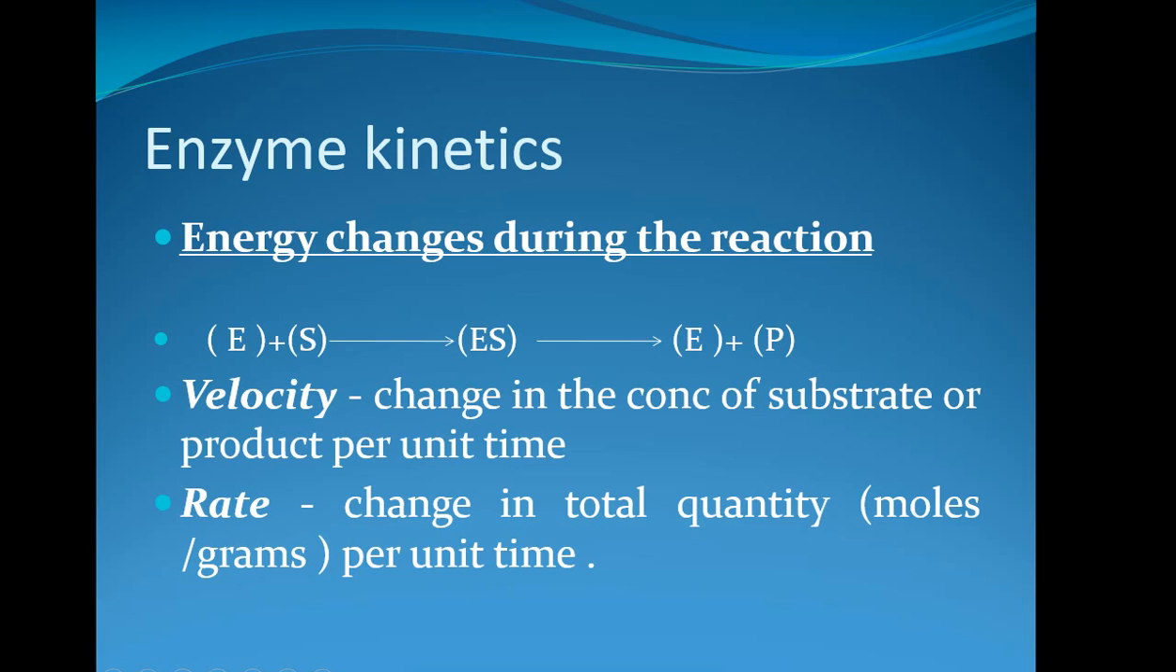So what happens in an enzyme catalyzed reaction? Enzyme binds with the substrate forming an intermediate called the enzyme substrate complex, and finally after attaining the transition state, the substrate is converted into products and products are released and the enzyme is also released. So there are 2 points you should understand when you are talking about enzyme kinetics.